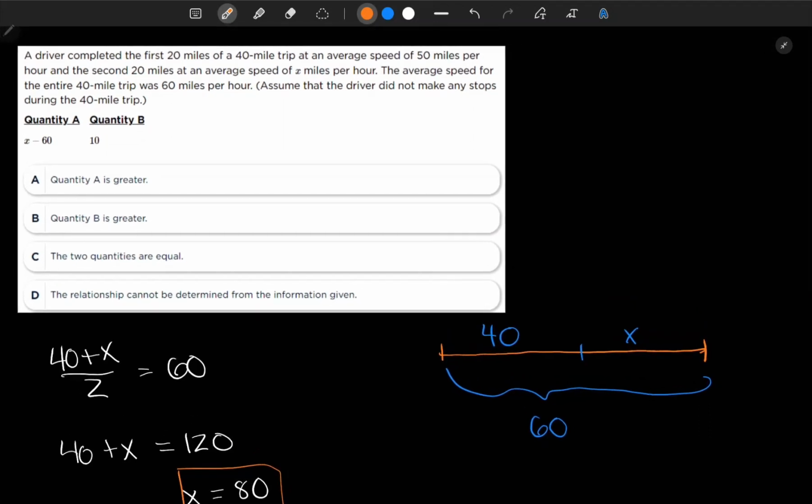Then, quantity A, which I'll write up here, is equal to X minus 60, which here, since X is 80, we say it's 80 minus 60, which is 20. And quantity B is 10. Clearly 20 is greater than 10, so quantity A is greater here. So again, the answer is A.